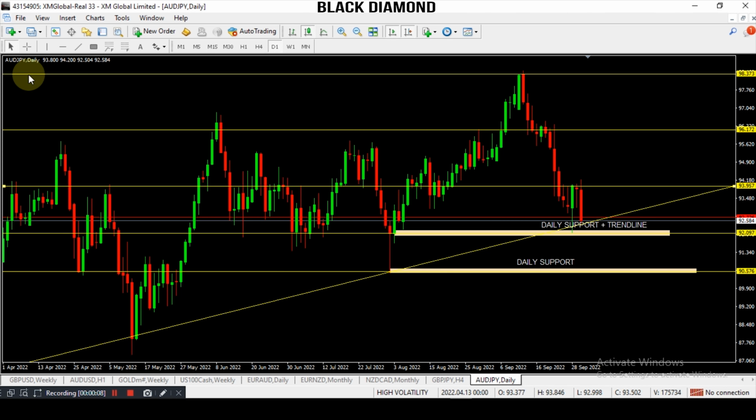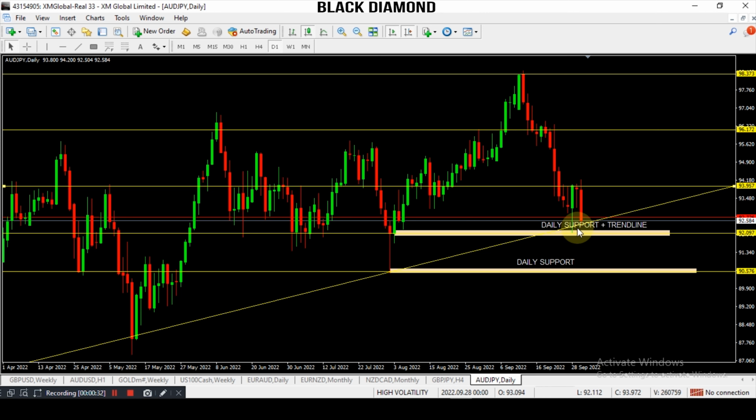Currently we can see the Australian dollar, Japanese yen, on a daily time frame. We're currently at this horizontal support plus trend line. So the market is at the confluence of support, and at the bottom here we have the daily support as well. If the market breaks this zone, it will come to this next level over here.